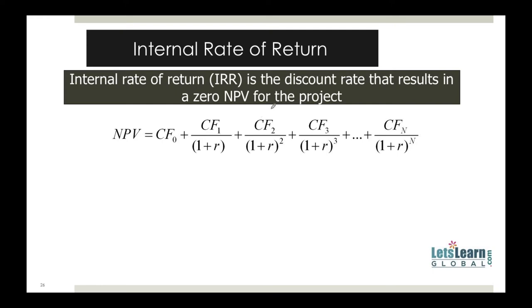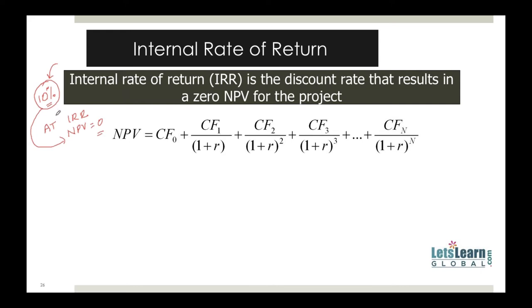What is internal rate of return? In simple terms, when you use a rate, say for example 10%, to discount your cash flows, and your NPV becomes zero, this rate is called the internal rate of return. So in simple terms, at IRR, NPV becomes zero. A rate at which, when cash flows are discounted, give us an NPV of zero, we call this rate the internal rate of return.